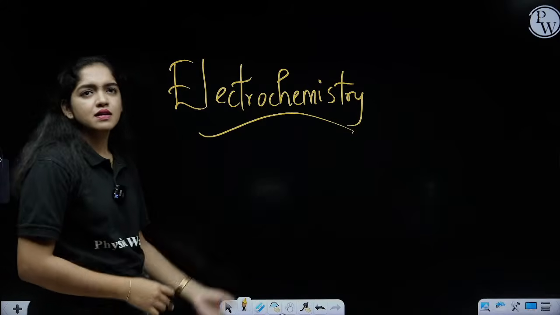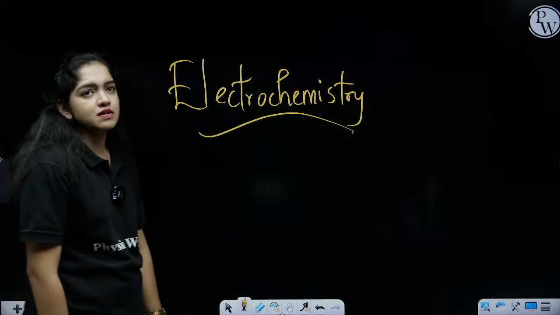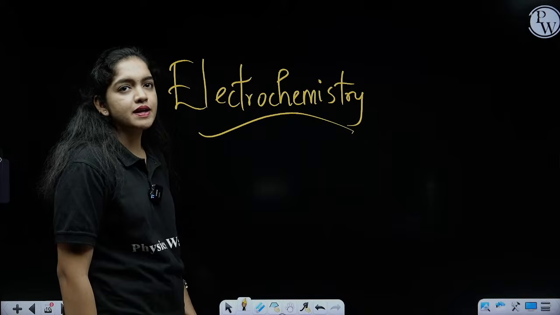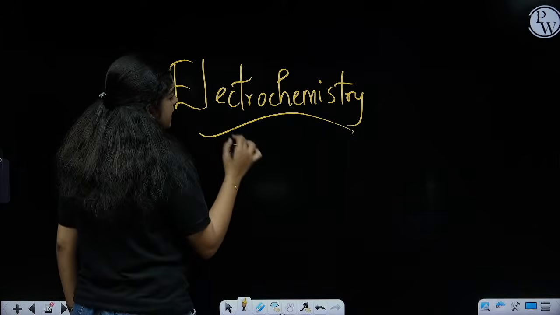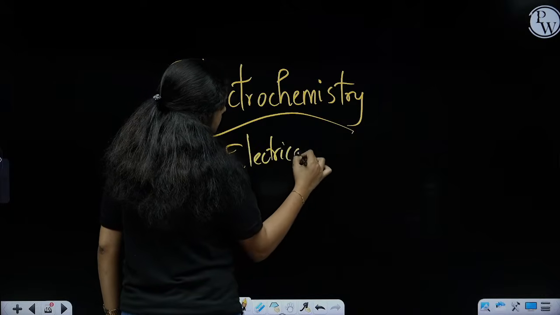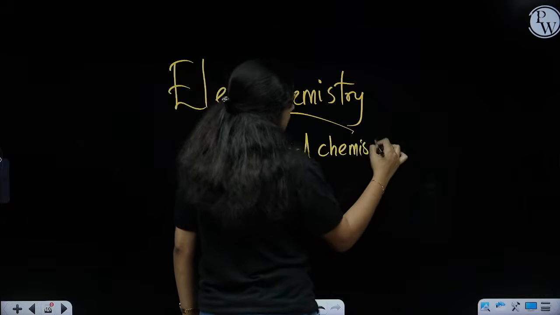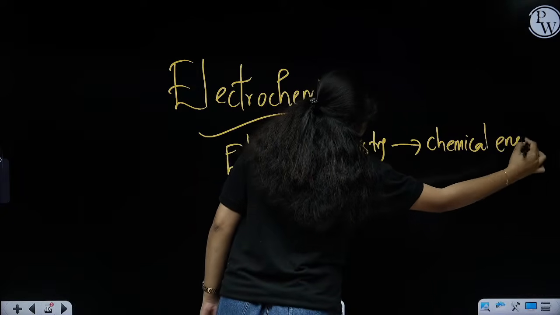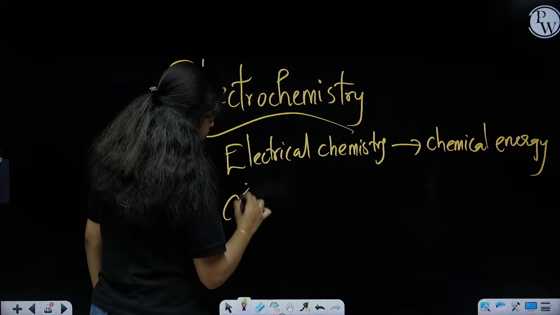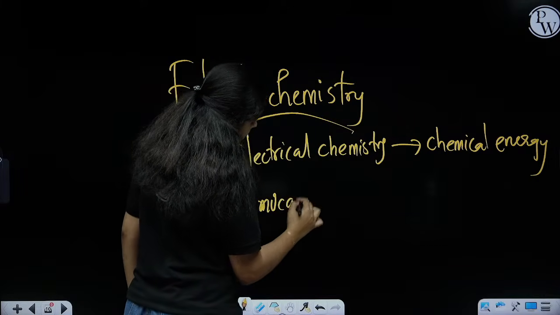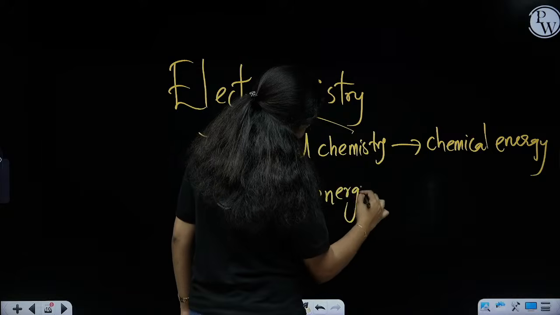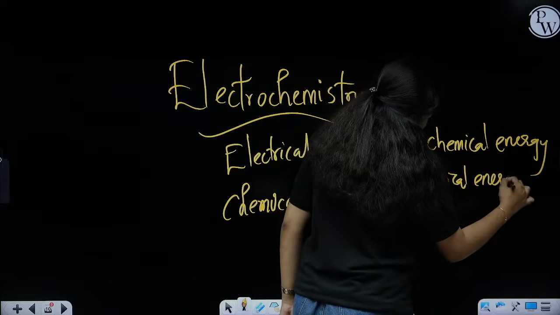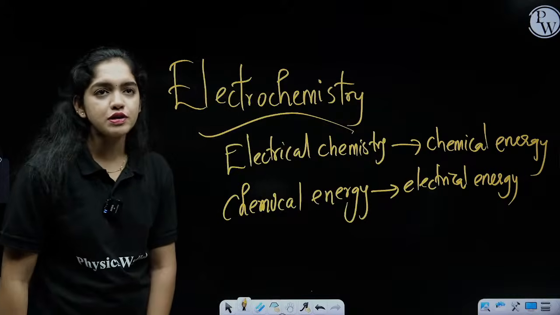Chemical energy and electrical energy. Electrical energy into chemical energy and vice versa. Chemical energy into electrical energy. This conversion we are going to learn in this chapter.